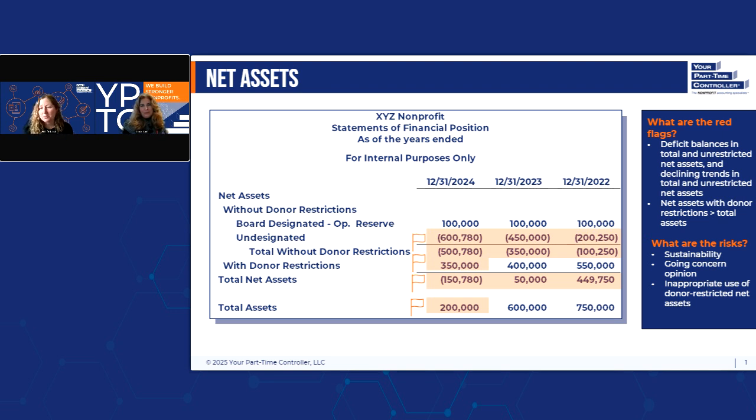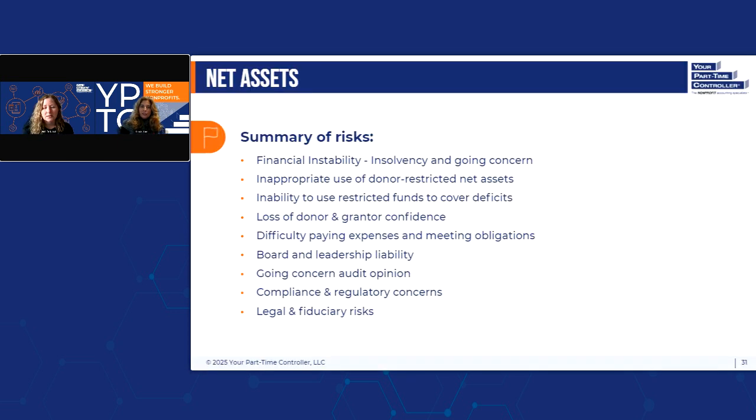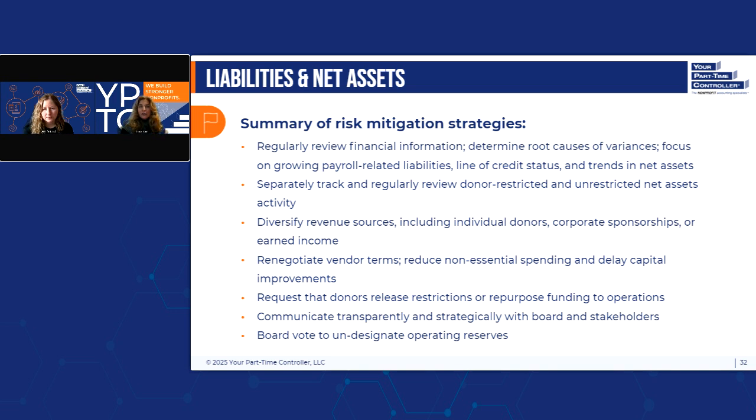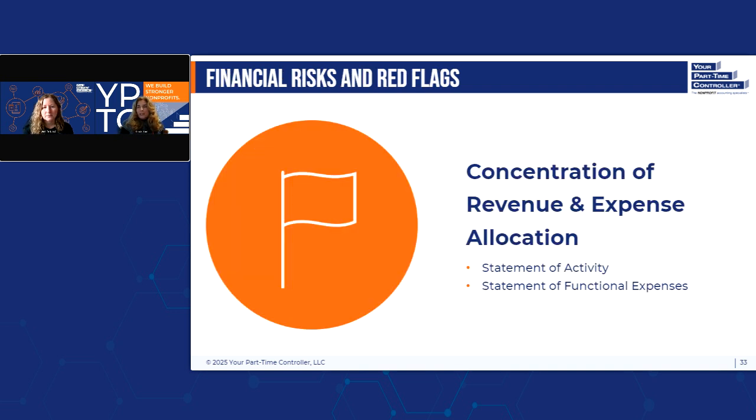So again, example is clearly very exaggerated to help us make our points. It may not be as obvious in a real set of financials, but hopefully you're now aware of what to look for. Very nice. Thanks, Jen. So once again, similar to the last section, we have summarized a list of risks, some of which we've covered, some others for you to think about, and also summarized the risk mitigation strategies for you to review. So with that, let's jump into our next section, which is the concentration of revenues and expenses, where we can spot some other red flags.